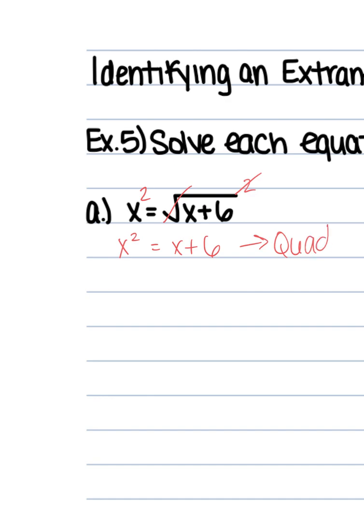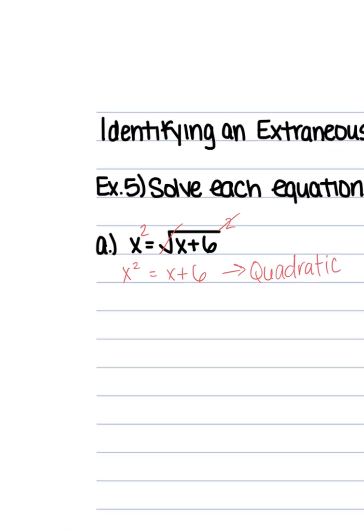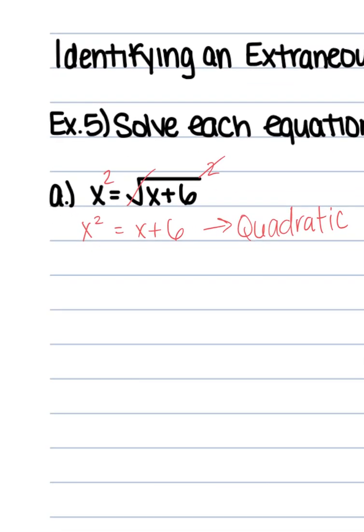So after we squared both sides, we get a standard quadratic. Now, we only spent a whole two chapters learning how to solve quadratics, so you can pick any method you want. I'm going to do the easiest. You should always look to factor these babies, okay? So we minus x, we minus 6. We want to put this in standard form. We're going to get x squared minus x minus 6 equals 0.